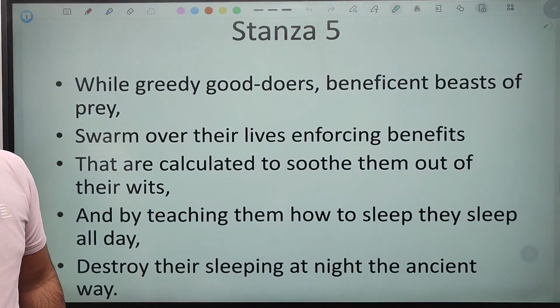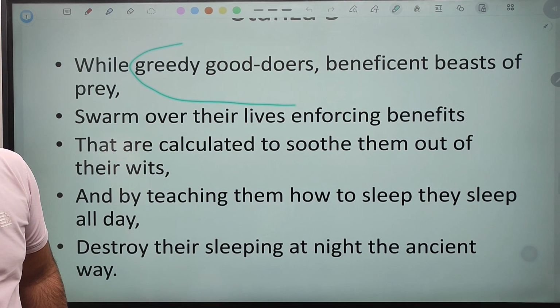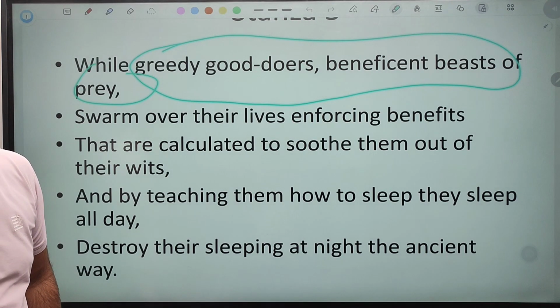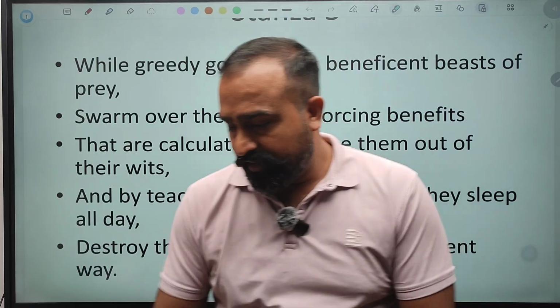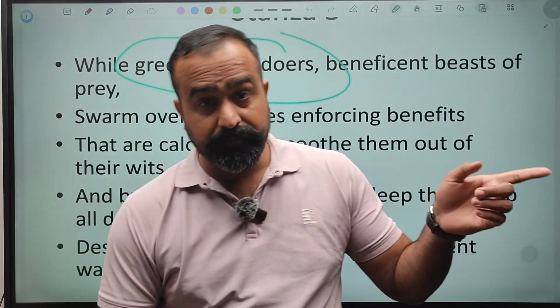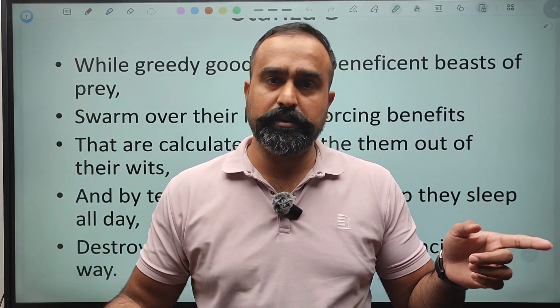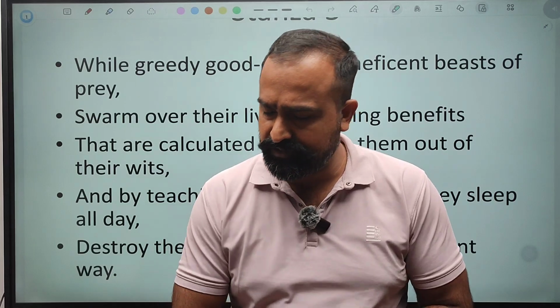Moving further, while greedy good doers, please underline this statement, very, very important over here. Antithesis, you can say it is oxymoron also. So, what it is, greedy good doers, people who are greedy, but they want to show you they are good doers for you. Politicians, the best example of this.